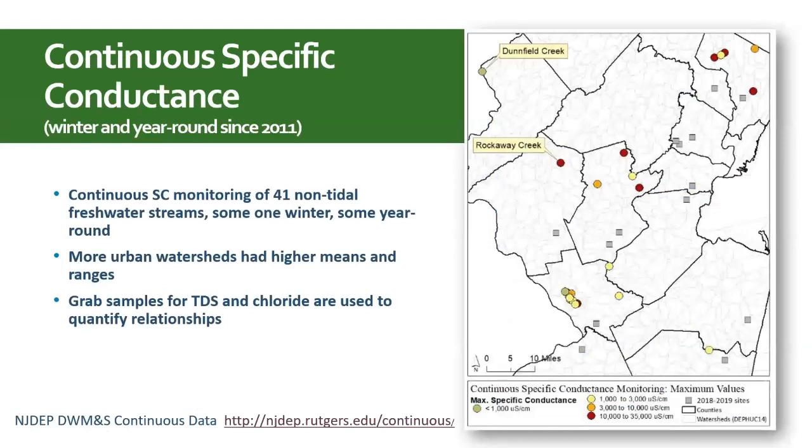So the Bureau of Freshwater and Biological Monitoring here at DEP has been deploying continuous conductivity meters at various locations throughout the state since 2011, either for one winter or for an entire year. And we've observed from the data that the more urban watersheds had higher means and higher ranges. So they've gone up to a much higher specific conductance level, up to 33,600 microsiemens per centimeter, which probably doesn't mean a whole lot to most people, but it is just about seawater, the saltiest seawater.